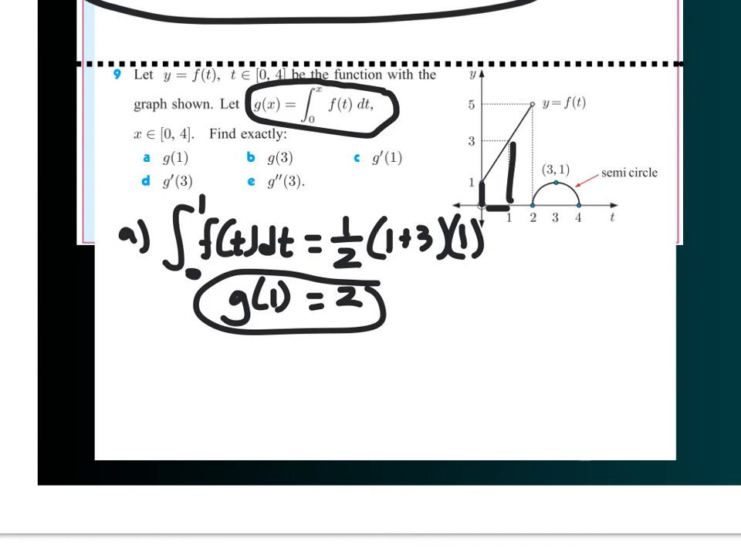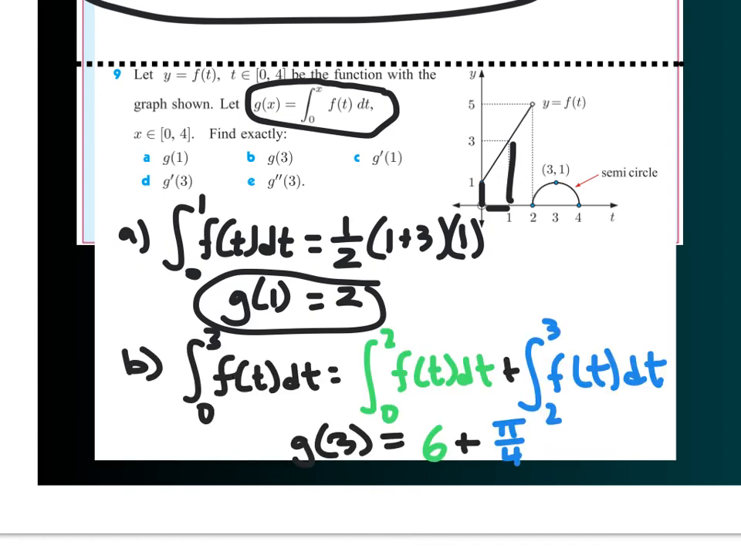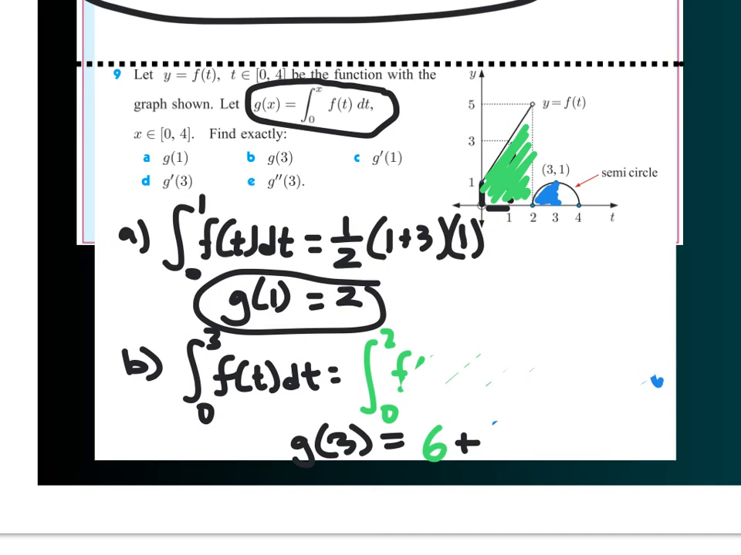Why don't you take a couple minutes and try to find b. So I evaluated those integrals by splitting it up from 0 to 2. That would have given me this area. And then from 2 to 3, which gave me that area. I added them up and got 6 plus pi over 4. All right, so part C is a little weird, right? It's a little different. Let me erase this, give myself some space.